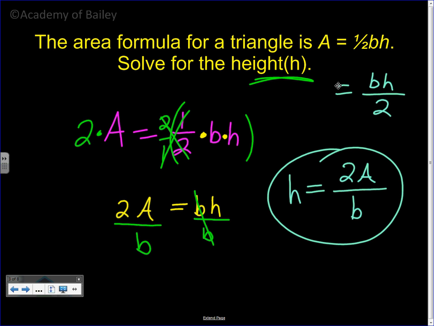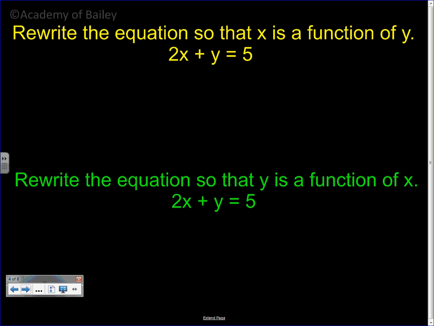So there's one example there. Actually, that would be the second example, wouldn't it? Okay, so those are some area formulas and reworking area formulas.